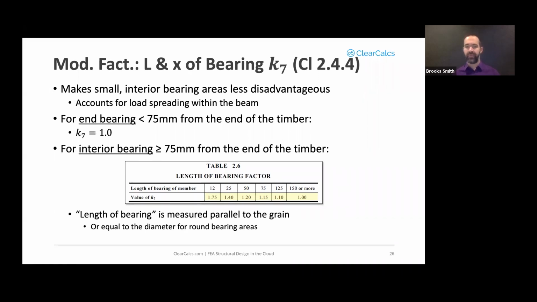Length of bearing, as defined here, is measured parallel to the grain. Usually that just means along the length of the beam, but just make sure of the direction of your grain here. It's equal to the diameter if you have a round bearing area. So just use the diameter and don't worry about grain direction if you have a round timber.